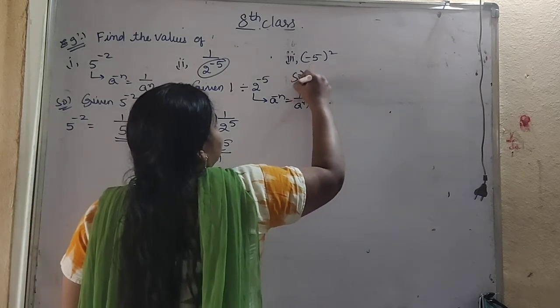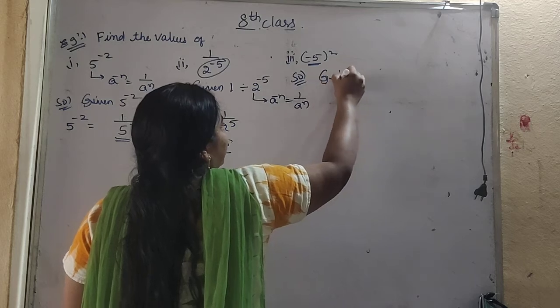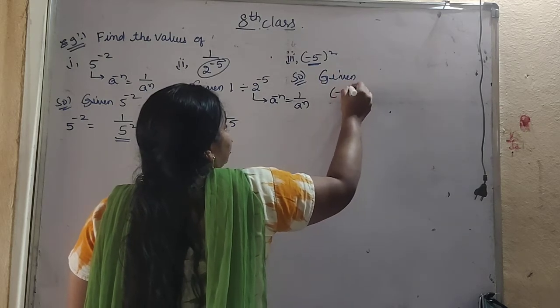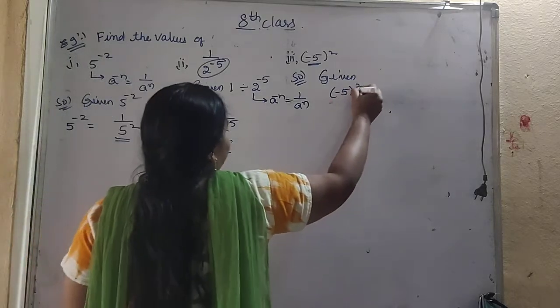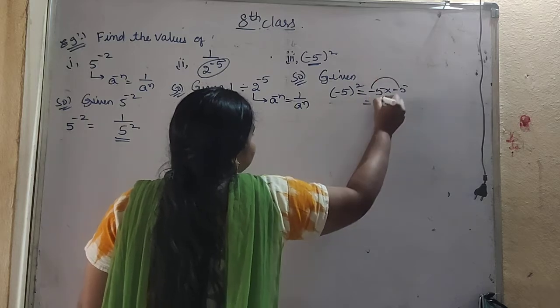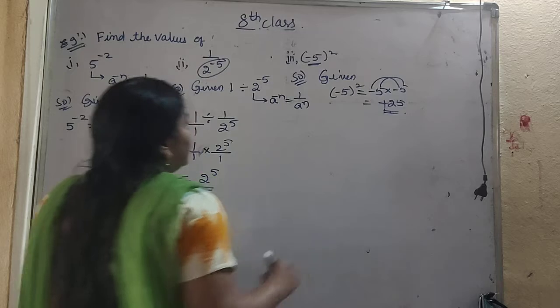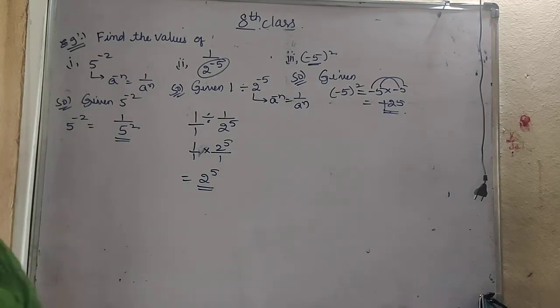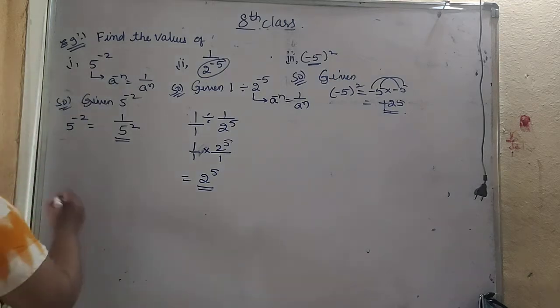So next, third solution. This minus 5, how many times do we have to multiply? We have to multiply 2 times because the power has been raised as 2. So what will you write here? Minus 5 into minus 5, that will be equal to minus into minus is plus, 5 5s is 25. So what is the answer here? Plus 25 is our answer. So this is our example number 1. Next is example 2.